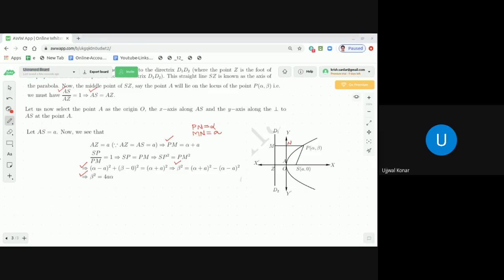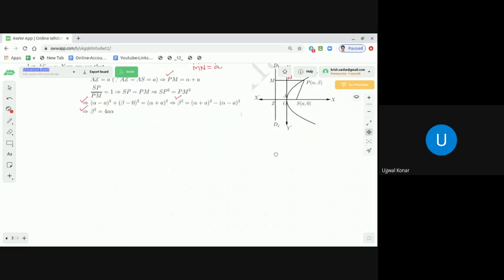So what we are going to get then, dear students? If we do so, then the locus of the point alpha comma beta is the equation of the parabola as below, that y square equal to 4ax. Okay, dear students, so the locus of the point alpha comma beta is the equation of the parabola y square equal to 4ax, and that is a very important equation.